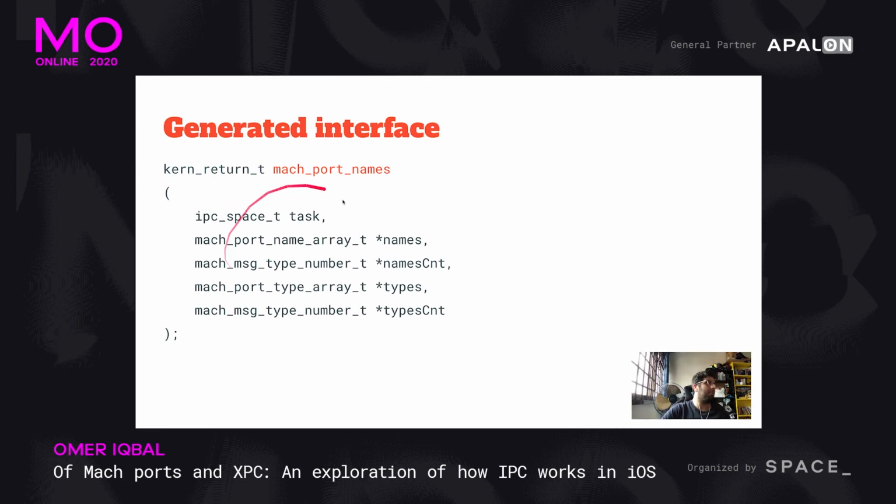If you look at the generated interface, this is what it will look like. In this case, we were looking at an API called mach_port_names. This is a simple API that lists all the Mach ports available to a particular process. Under the hood, it's going to send some Mach messages and do a lot of serialization and deserialization work, but all that code is basically generated.